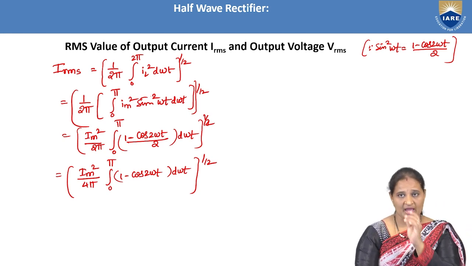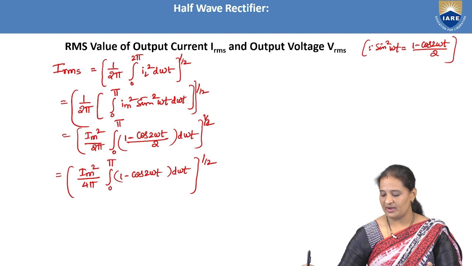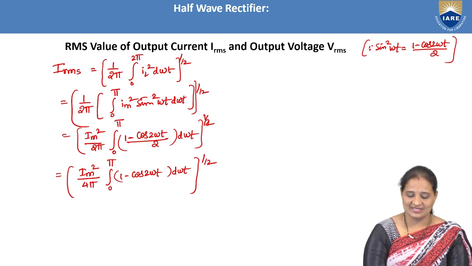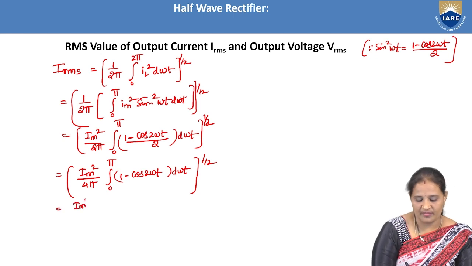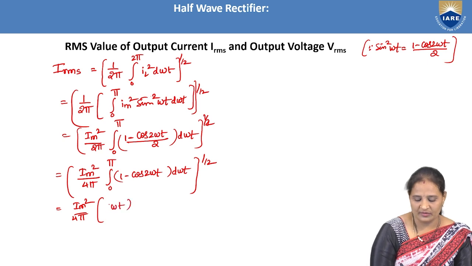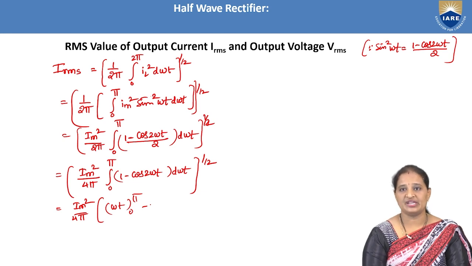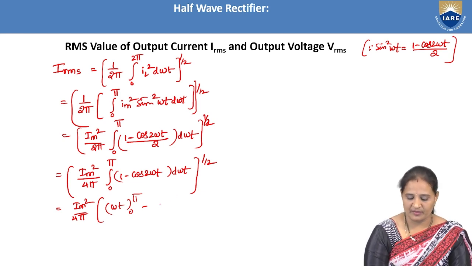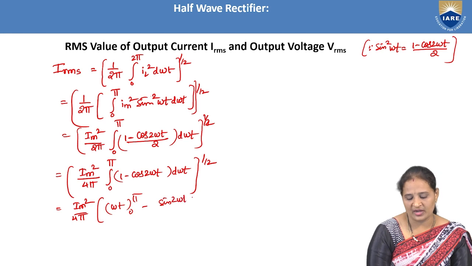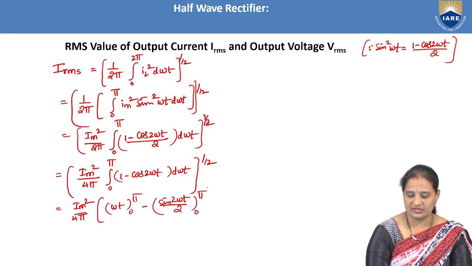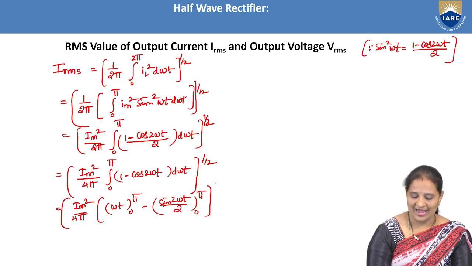So now let us apply the integration here. Integration of a constant is x. So here Im square by 4 pi, omega t from 0 to pi, minus cos 2 omega t. Integration of cos 2 omega t is given by sine 2 omega t by 2, from 0 to pi, and the whole to the power of 1 by 2.